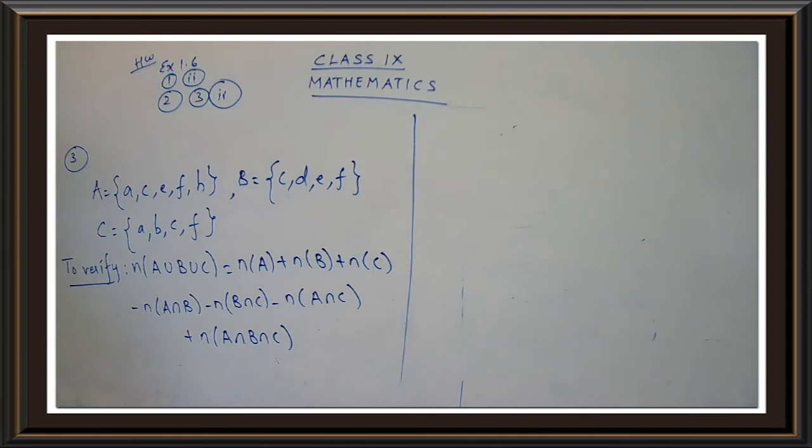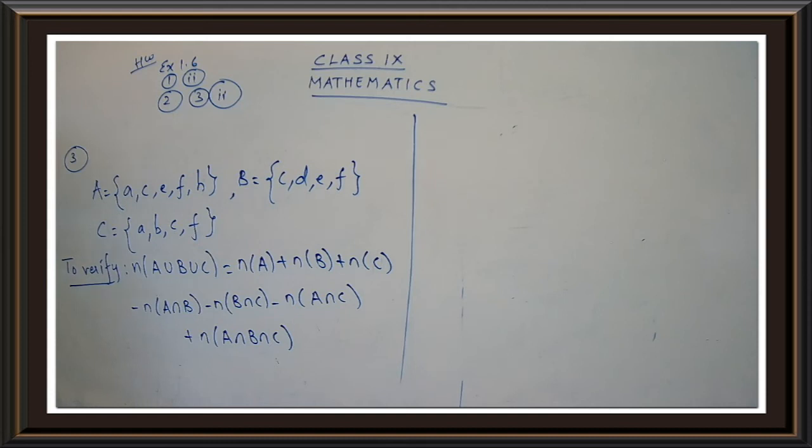So N of A union B union C is equal to N of A plus N of B plus N of C minus N of A intersection B minus N of B intersection C minus N of A intersection C plus N of A intersection B intersection C.